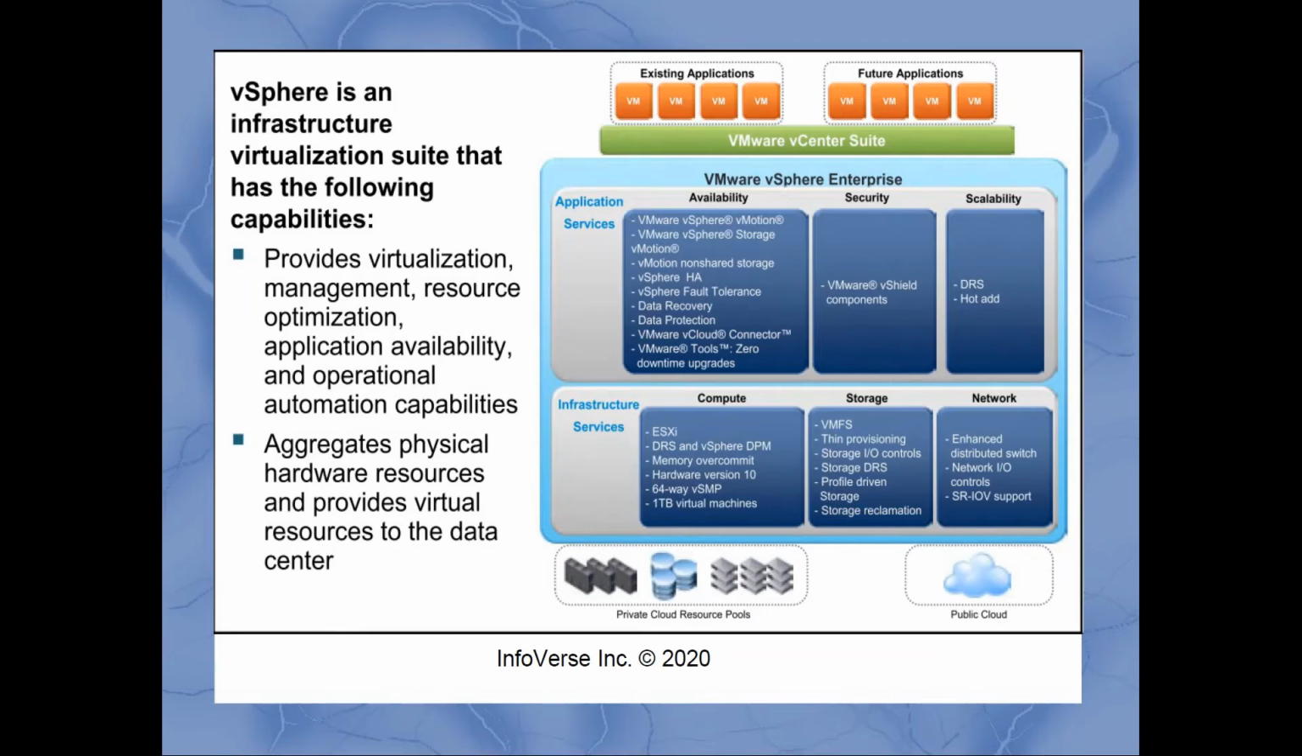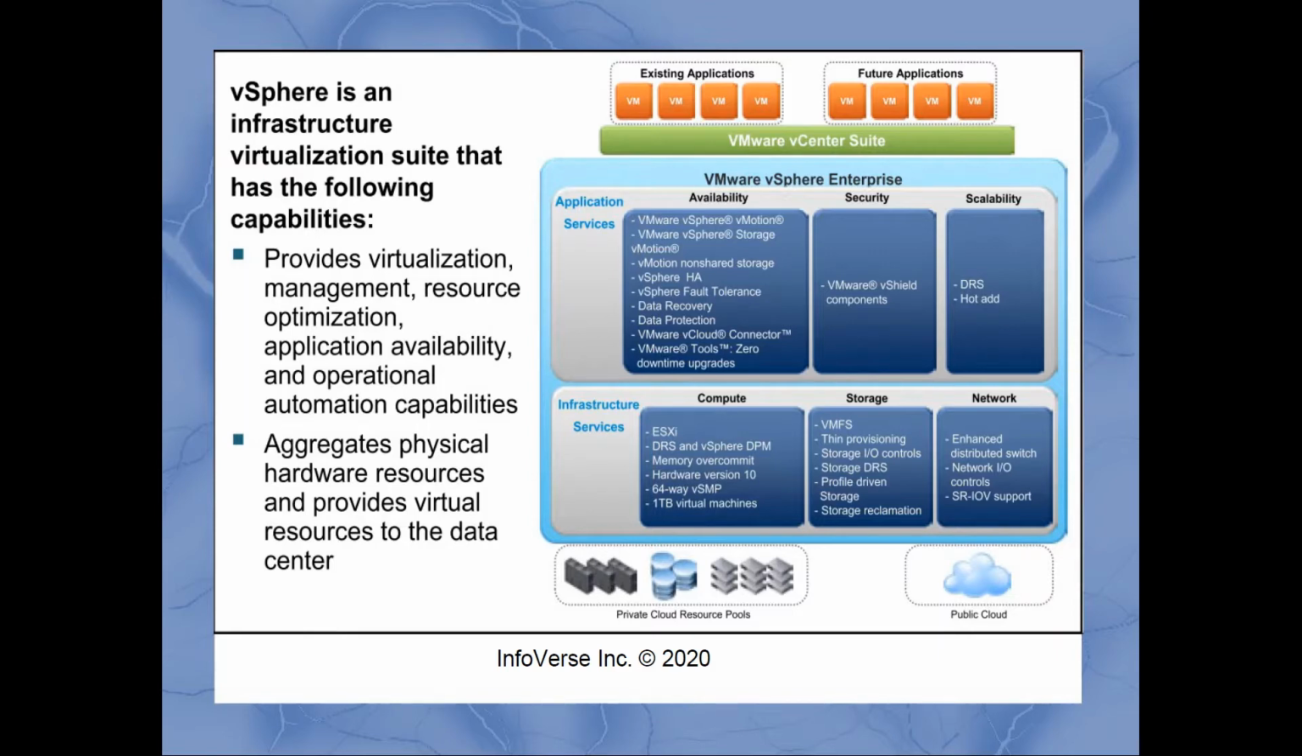We talk about security. Just a quick note here that the VMware vShield component is no longer supported from 6.5 onwards. It's now being replaced by NSX, which is the VMware Network Security Virtualization. In terms of scalability, we have DRS, which is Distributed Resource Scheduler, and HotAdd.